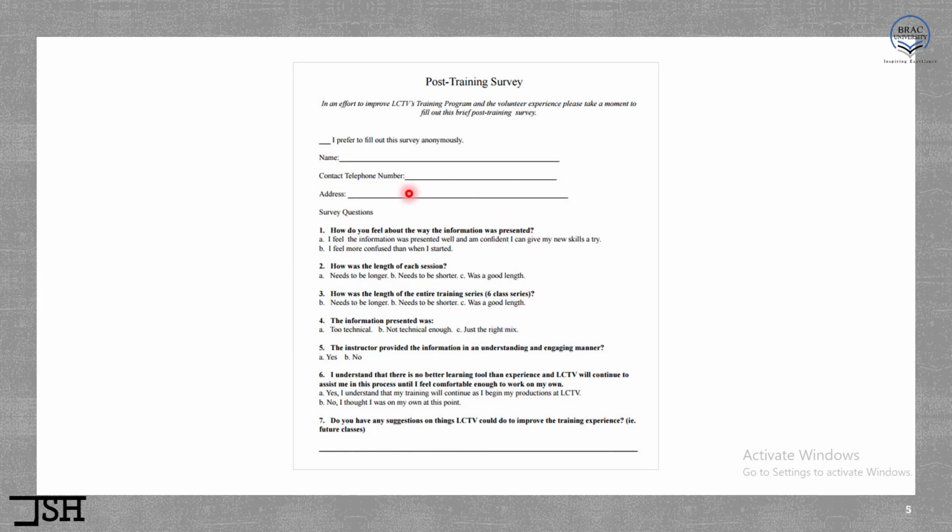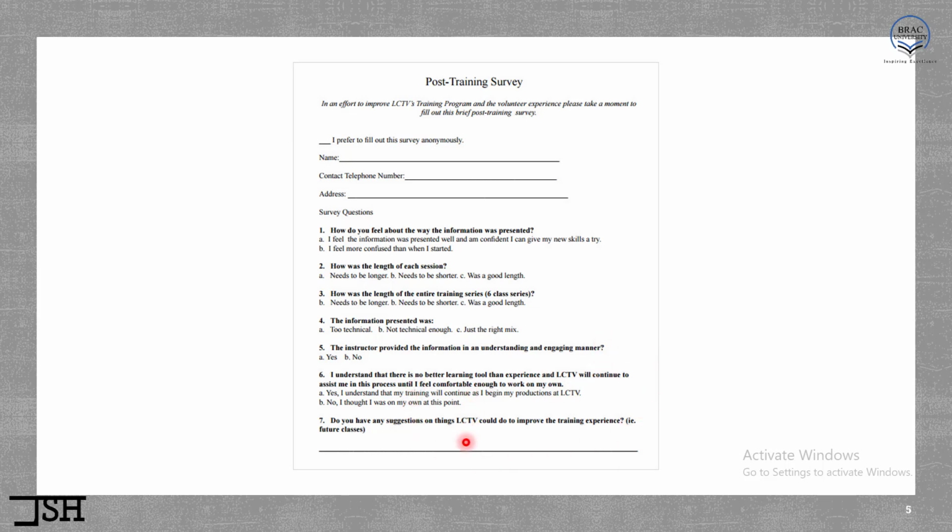So we have the first question here, which is, how do you feel about the way the information was presented? Next question is, how was the length of each session? How was the length of the entire training series? The information presented was too technical, not technical enough, just the right mix. Then we have the instructor provided the information in an understanding and engaging manner. And we also have 2 further questions.